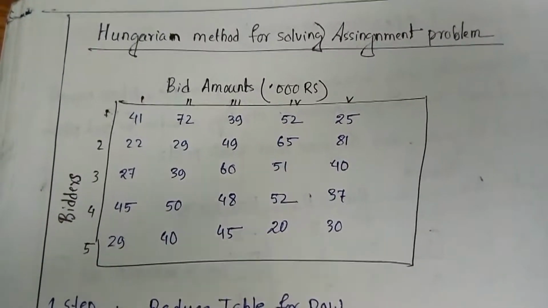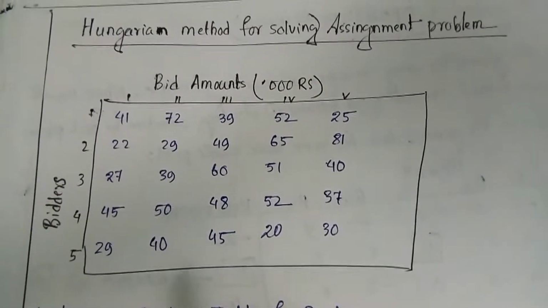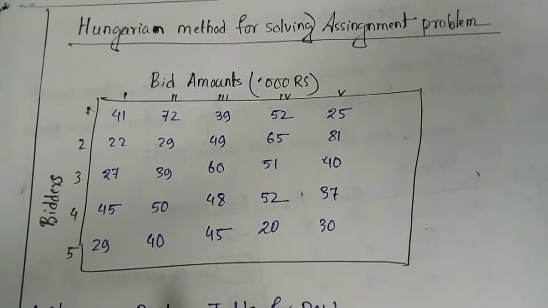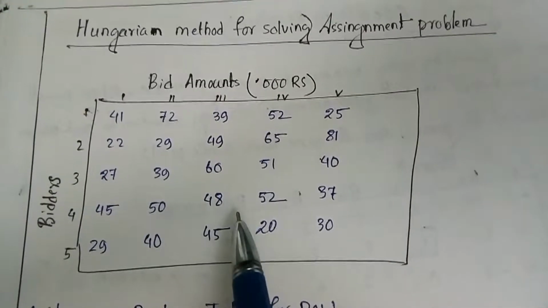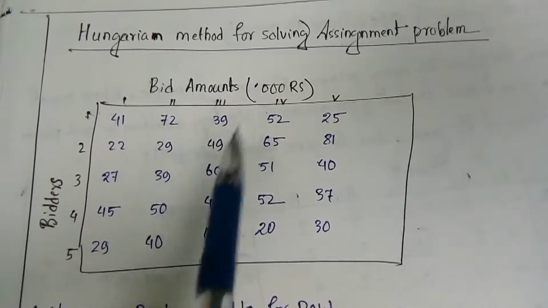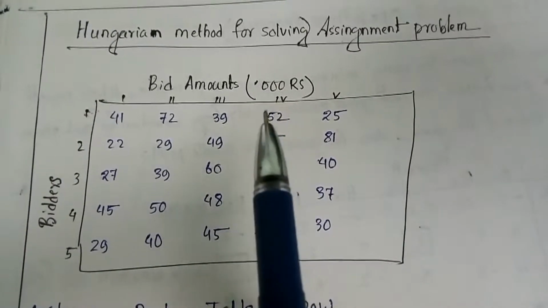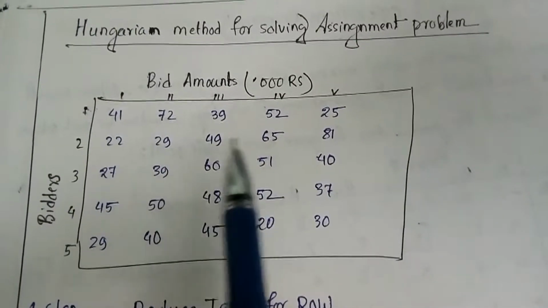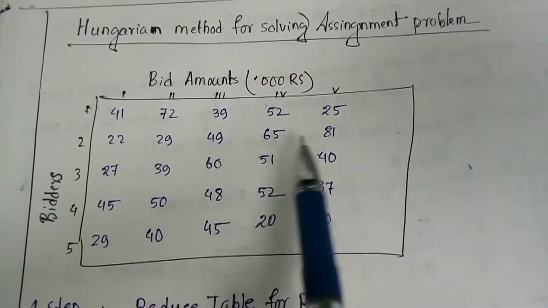How can we do that? The very first step is to find the minimum in each row. There are 5 rows, and each row has a minimum. For the first row the minimum is 25, for the second row 22, and so on. The minimum value is subtracted from all the elements of that particular row. So 25 is subtracted from all the values of the first row, 22 from all the values of the second row.